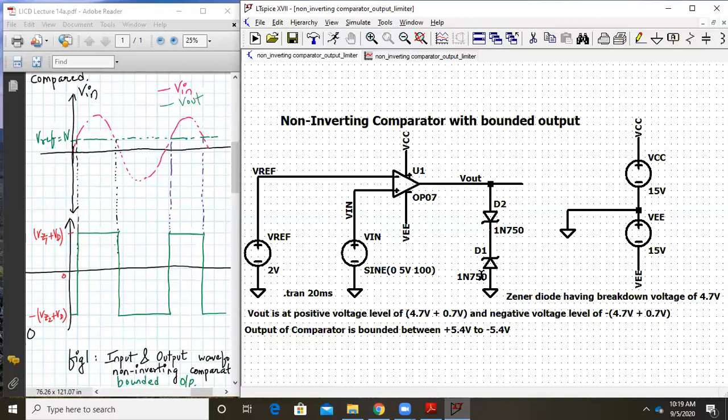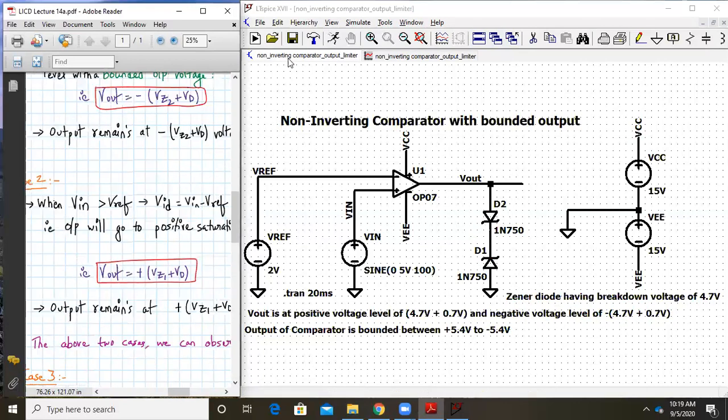And for the negative voltage level, we have the forward diode voltage for D1 and the reverse breakdown voltage for diode D2. So the negative level will consist of minus 4.7 minus 0.7. So that means you have a negative level at minus 5.4. So that's what we are actually getting.